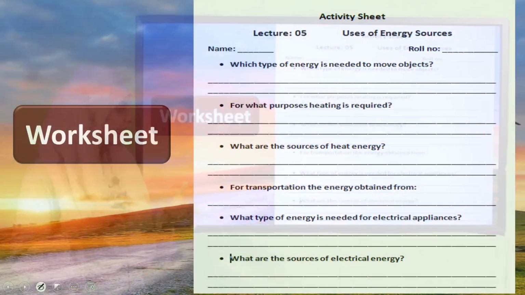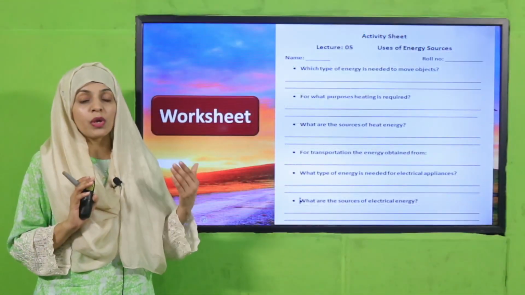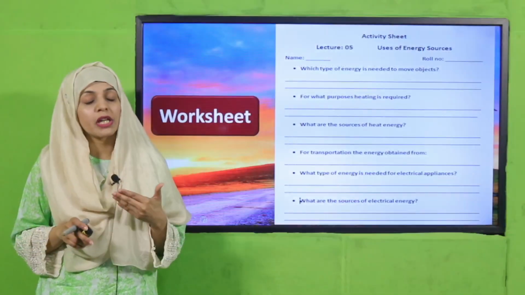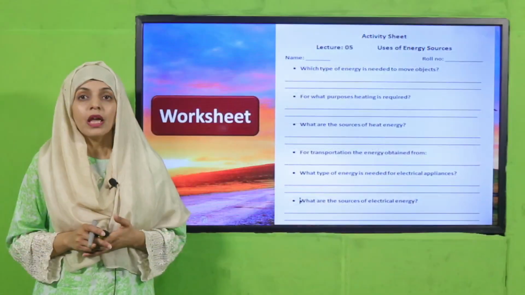What are the sources of heat energy? For transportation, the energy is obtained from dash. What type of energy is needed for electrical appliances? And what are the sources of electrical energy? So my dear students, these are one line answers. You can also take help from your book and you can pause the video and reverse it and re-watch the video. So my dear students, pause the video, complete this worksheet and we will move forward. Very good. Now let's move forward towards evaluation.